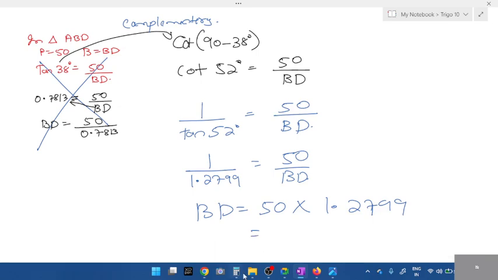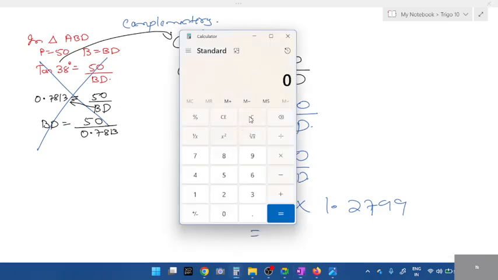Let us check the answer. Later you can make a note. Let me complete. 50 into 1.2799. Don't write when I'm teaching. 63.995. I'll take 63.9.